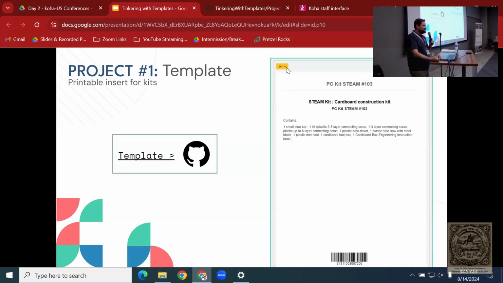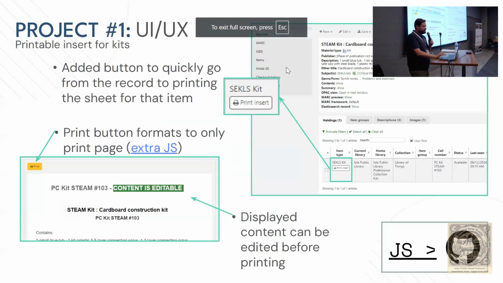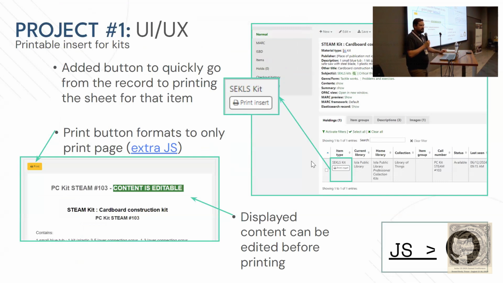And so that's one of my UI UX considerations for this project. So that's what this slide is showing off. The things that I've done to make this more usable: every single one of these kits is in the same item type of SEKLS kit. So I leveraged that fact to add a button to every one of those items using jQuery. You can see the print insert button is just hanging out in the item type field, and it's only going to show up on items with this type.